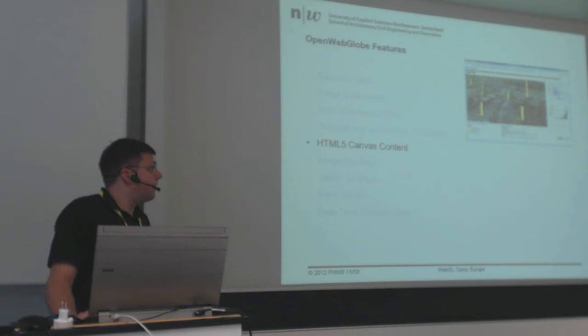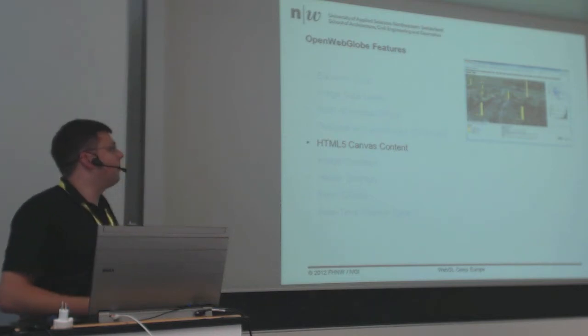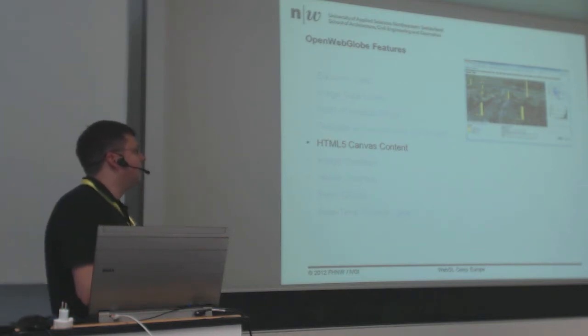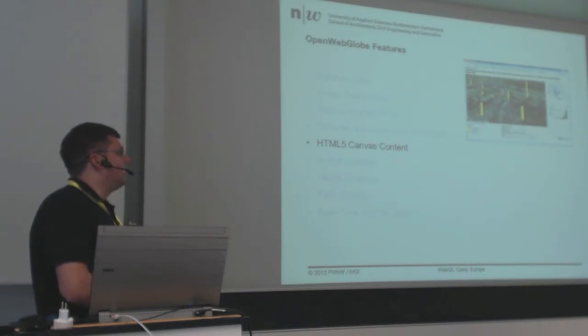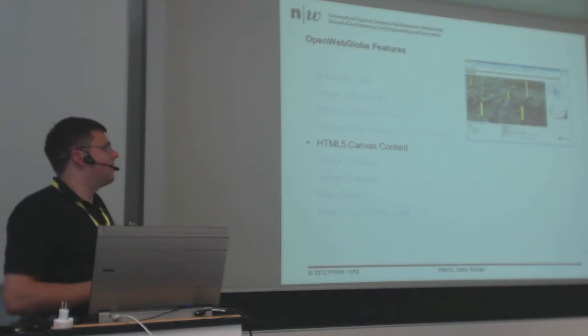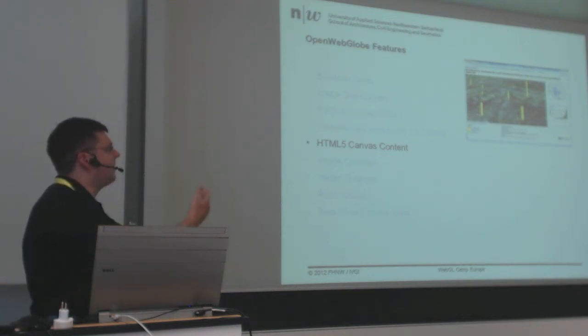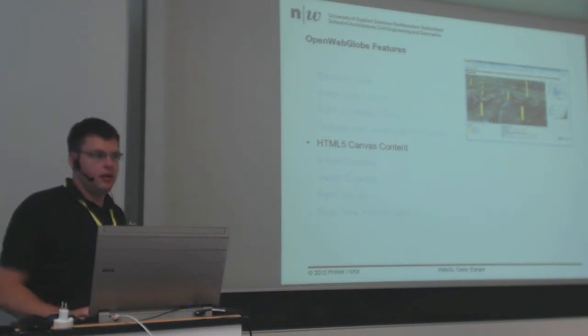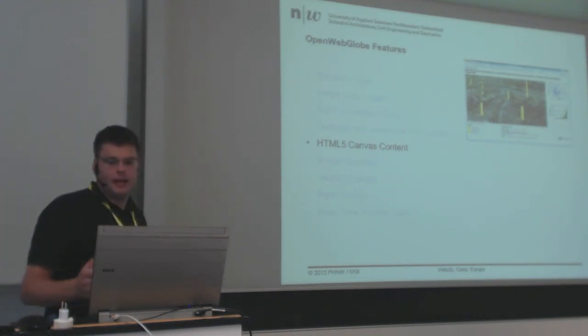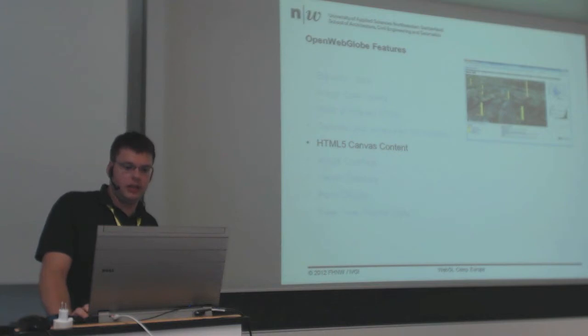This screenshot is out of a bachelor thesis we had at this institute, and here you see statistical data which is painted on this Canvas 2D as a diagram, and then it's loaded into the OpenWebGlobe. So this allows you to integrate dynamic content into the application. We also support image overlays and vector overlays. I don't want to show this.